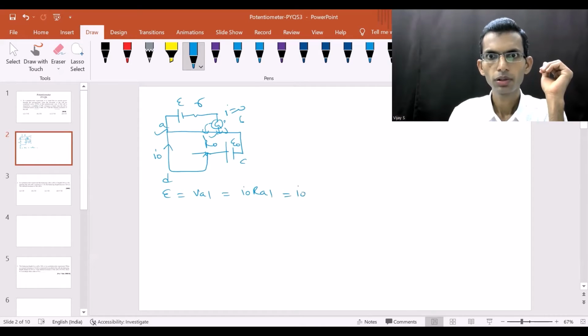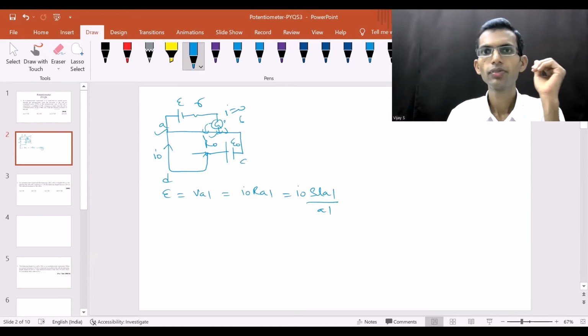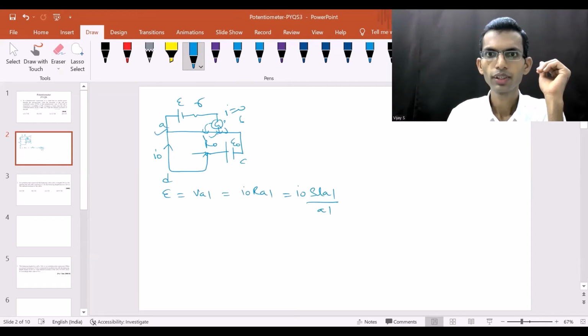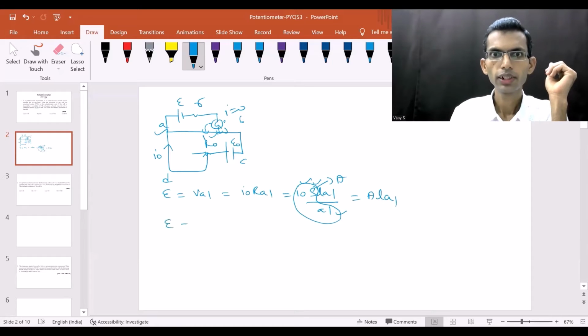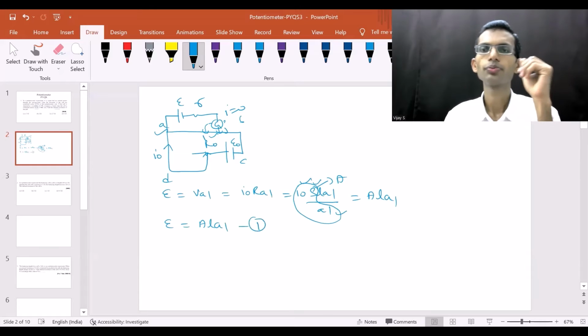So which is equal to rho LA1 by A dash, where rho is resistivity of the wire, LA1 is length of the wire between A and 1, which is nothing but balance length. A dash is its area of cross section. So here I0, rho and A dash are constants. Let us say I0 rho by A dash is equal to constant A. Right. So we got finally E is equal to A into LA1. So let us say this is equation 1.